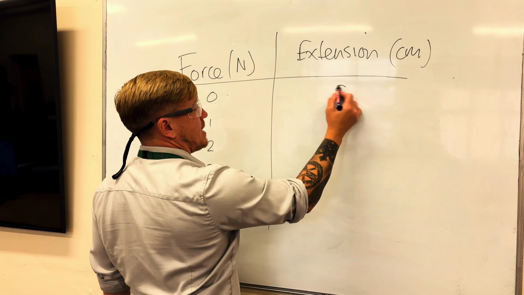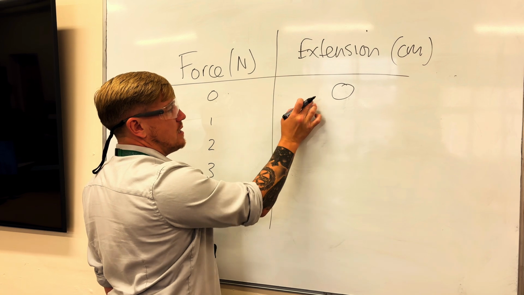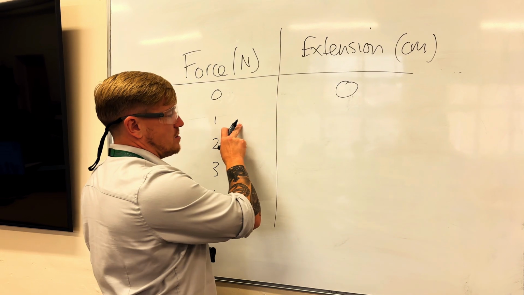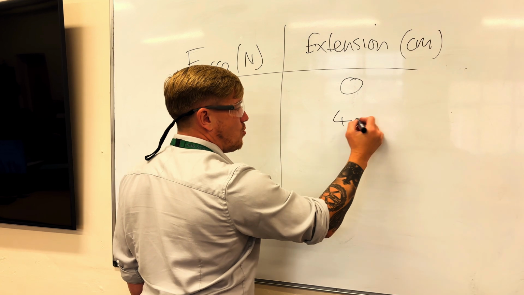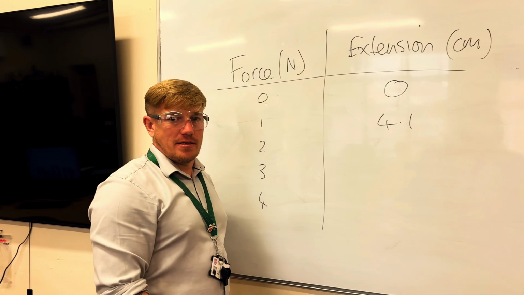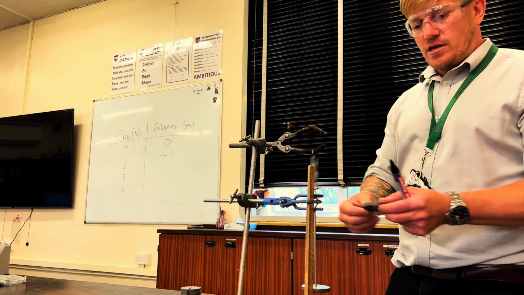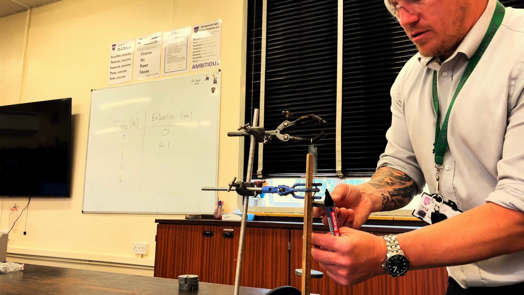So at 0 we had 0 extension because the spring had no force on it, and as soon as I put 1 Newton, which is roughly 100 grams, we had 4.1 centimetres. So now I'm going to take measurements for each one of my forces and record them as we go.